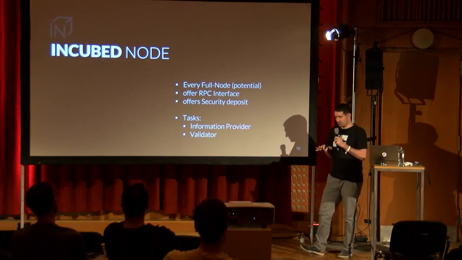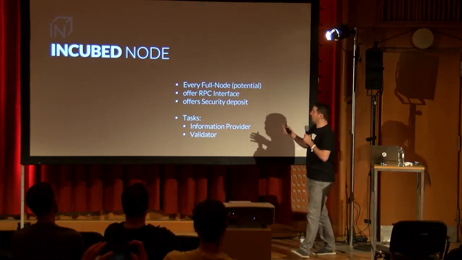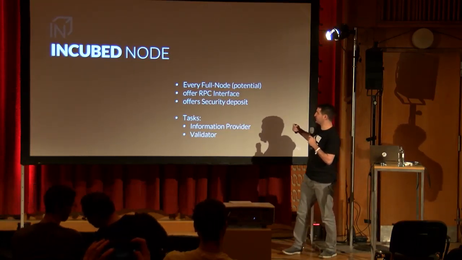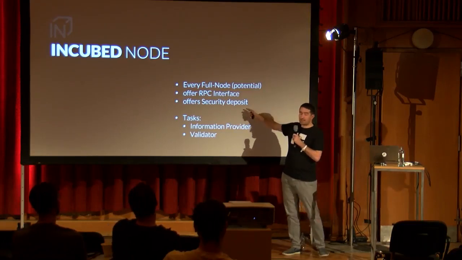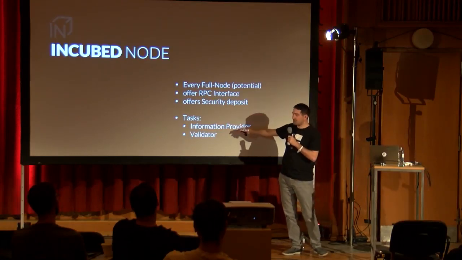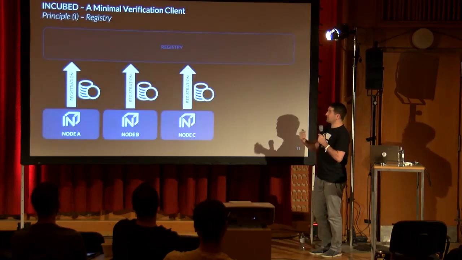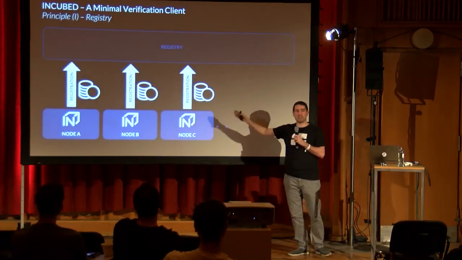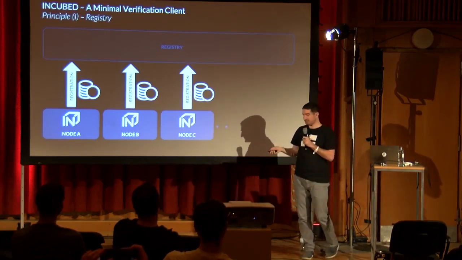So in this INCUBED network, you have nodes. You could even say servers. So they usually are full nodes running on some kind of powerful server system, highly connected to the internet. And they offer an RPC interface, and they pay or offer a security deposit when they register. They have the task to provide information and to validate it. So what do these nodes do? We have a smart contract, which is a registry. They register as being a node and pay a deposit. And then they can answer requests.